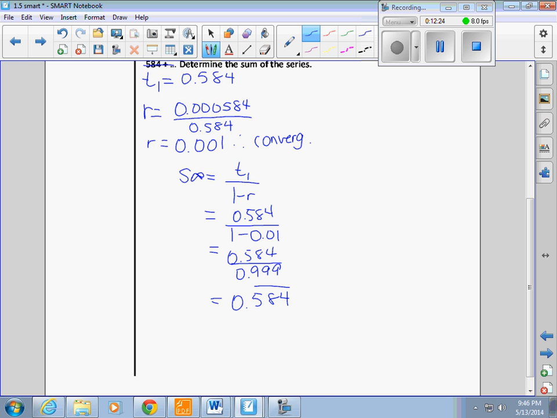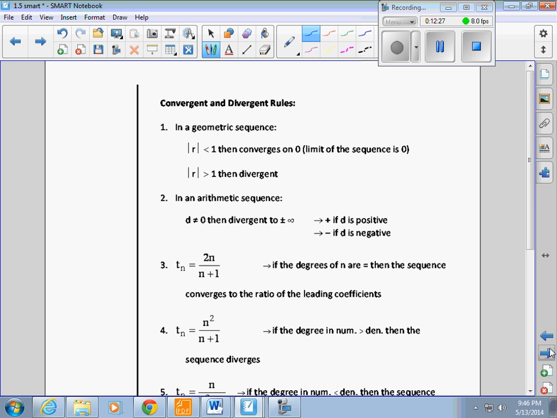Okay, the last page here is just basically a summary page. So some things to keep in mind when you're working with convergent and divergent series. In a geometric sequence, if the absolute value of r is less than 1, then it converges on 0. So it gets closer to 0. So if your r is less than 1, but greater than 0, so between 0 and 1, then your sum is going to get closer to 0.